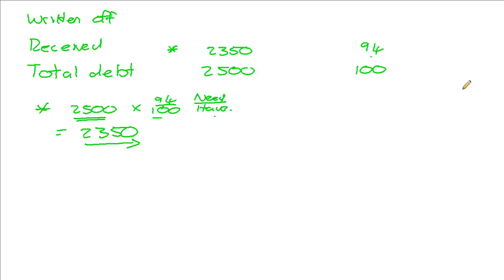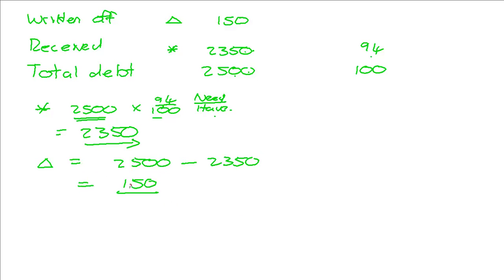So we basically wrote off 2,500 minus this 2,350. So that is going to give me 150. So the 150, how did we get that? It is 2,500, the total debt minus the amount that we actually received, 2,350. That gives me the amount that should be written off, 150.